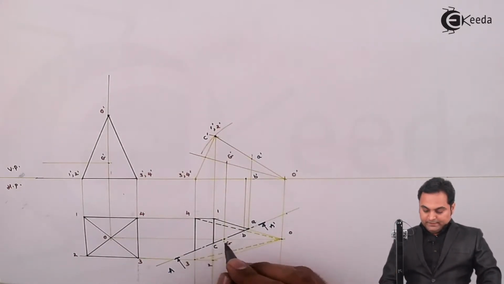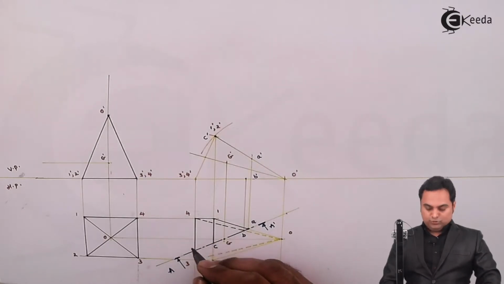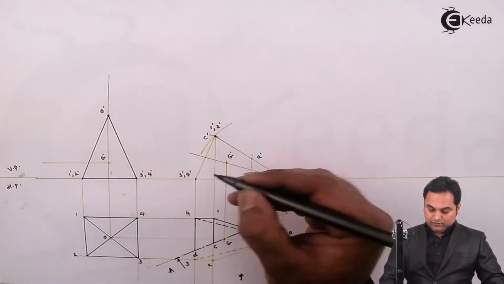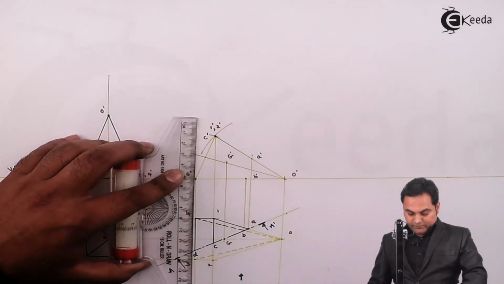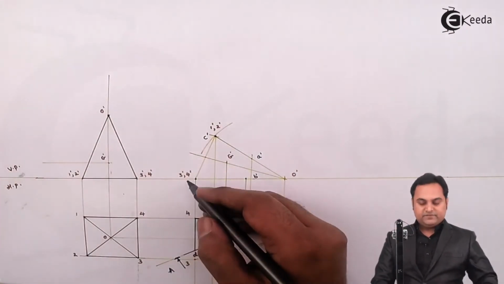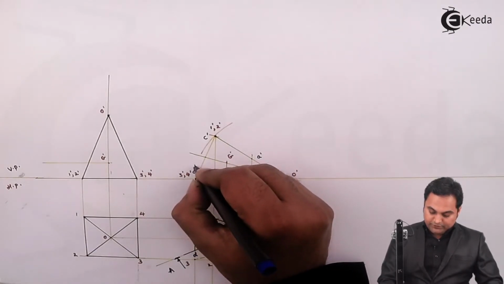Next, the cutting plane is cutting edge 3 4 also at this location. I'll say that is point D. So if I project it, it will also be on this location as 3 dash 4 dash. So that will give me the point D dash.